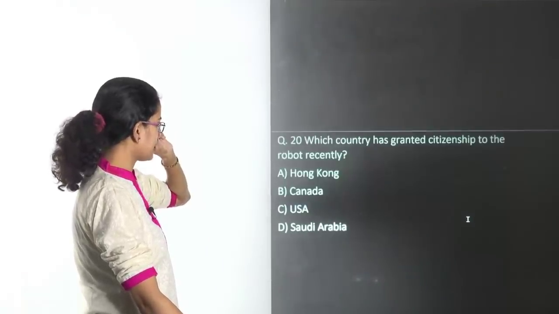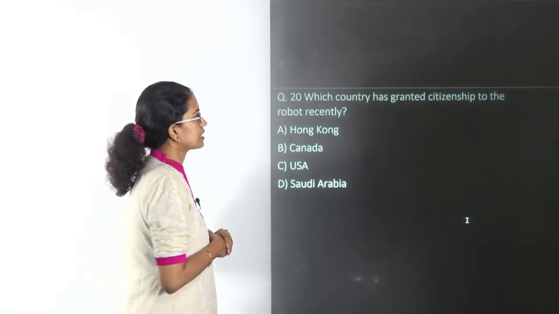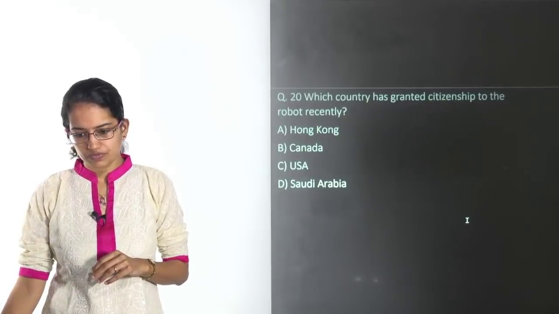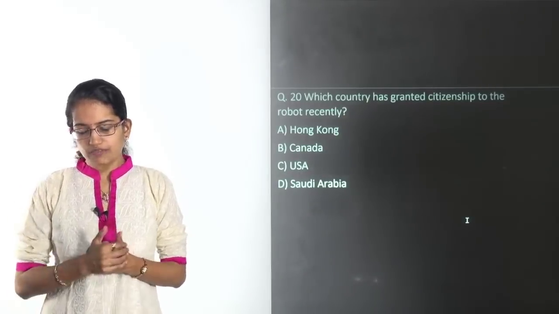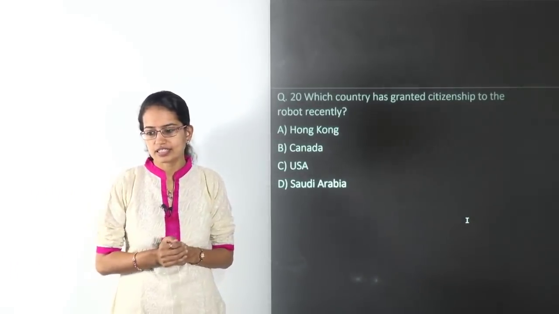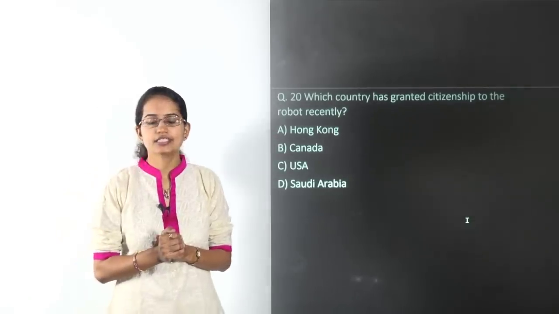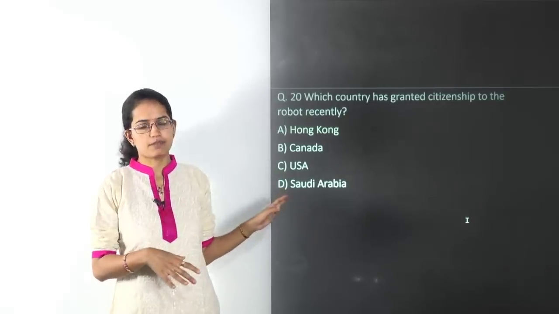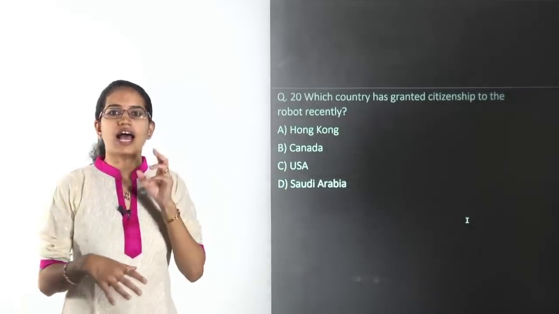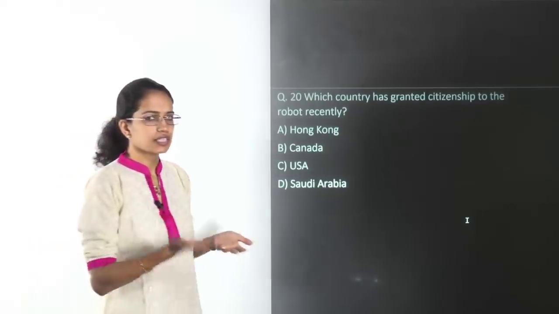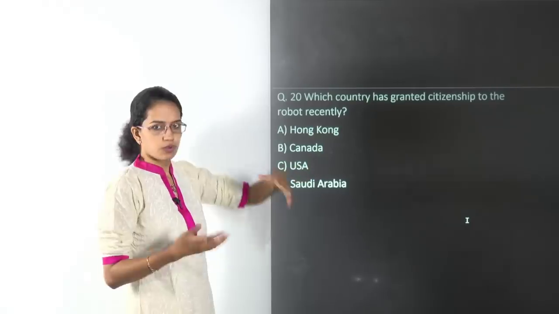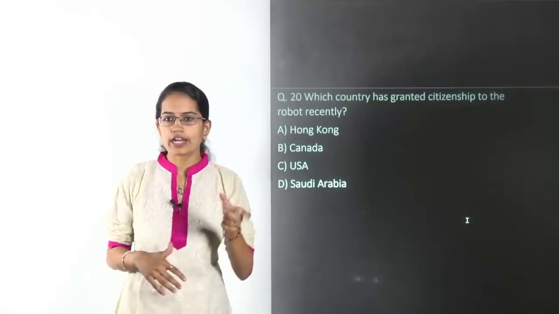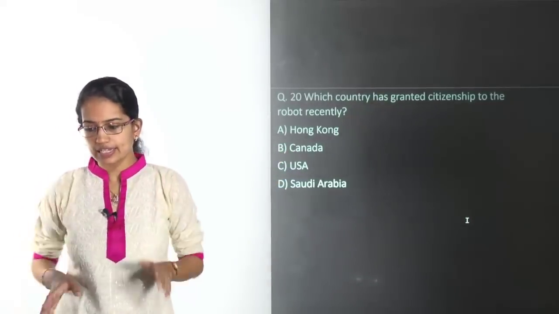The last question, again related to the same Sophia. Which country has granted citizenship to a robot recently? A very important question. Great, Bini Thomas has the right answer. It's Saudi Arabia. It's not Hong Kong. This robot has been developed by a Hong Kong based company, Hanson Robotics. And Saudi Arabia has granted Sophia, the robot developed by Hanson Robotics, citizenship, as the first citizen or first citizenship provided to a robot. And that's really, really important.